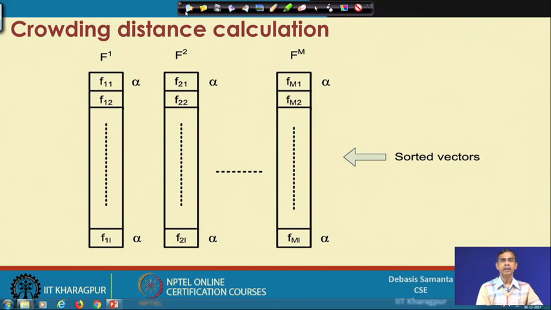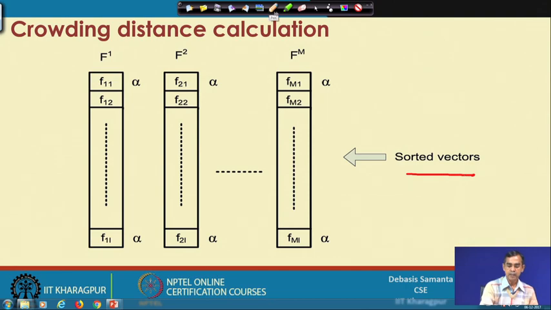Now, in this discussion we assume that all the objective functions are to be minimized. If an objective is to be maximized, then we follow the descending order. So, if it is minimized, it is ascending order; if it is maximized, it is descending order. We can consider that all objective functions are to be minimized, so all these are in ascending order of their objective function. This way the sorted vector can be obtained.